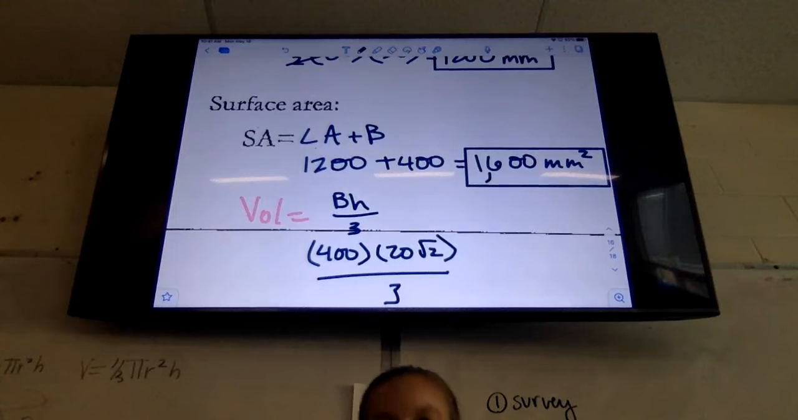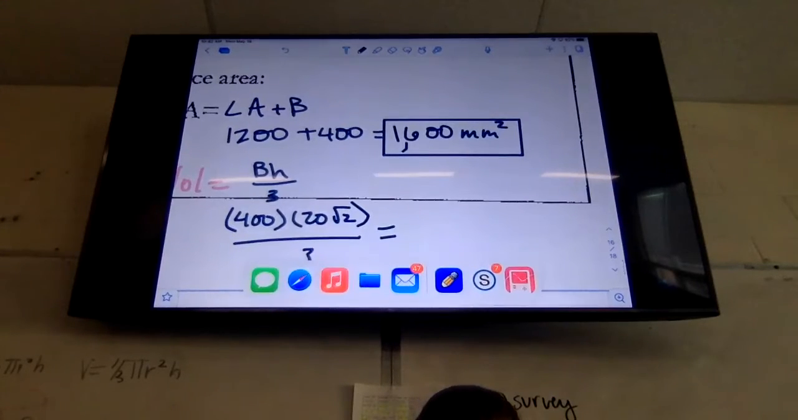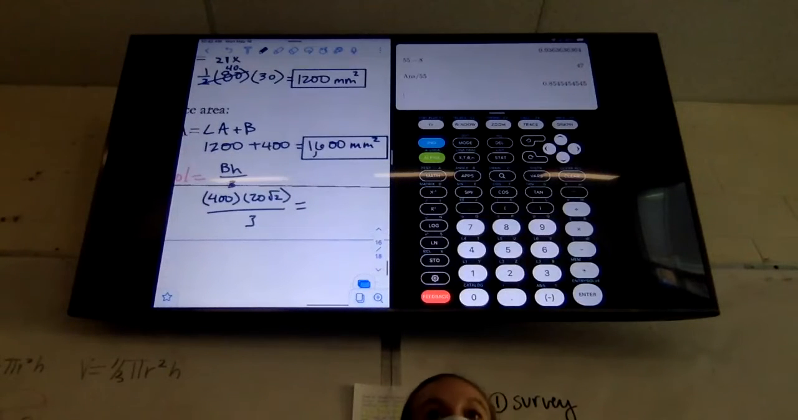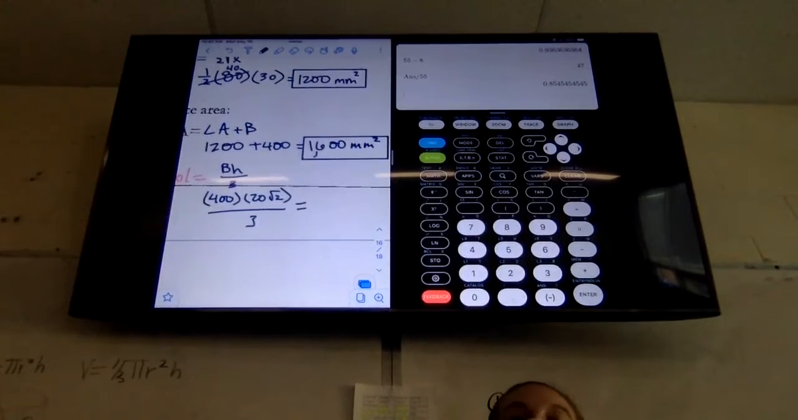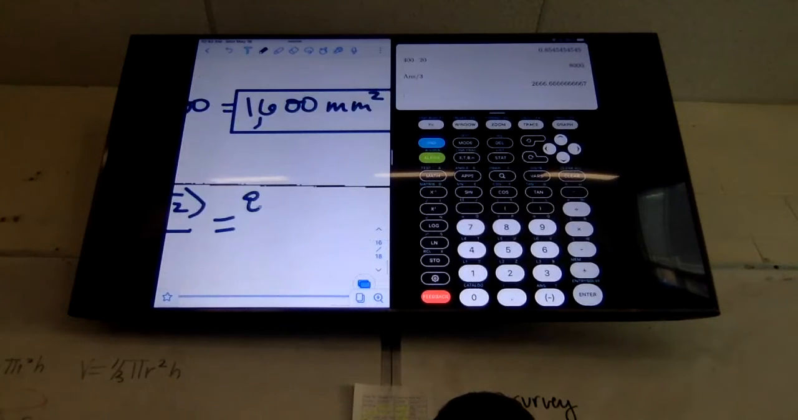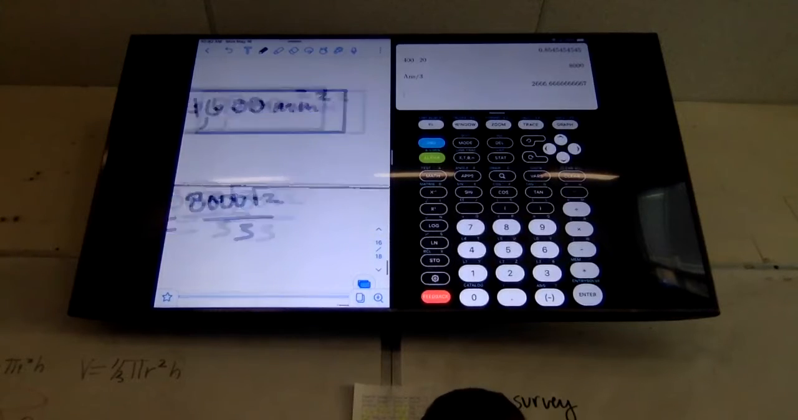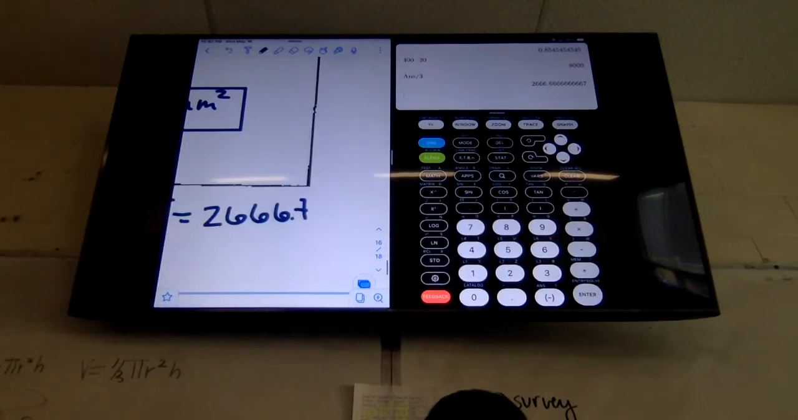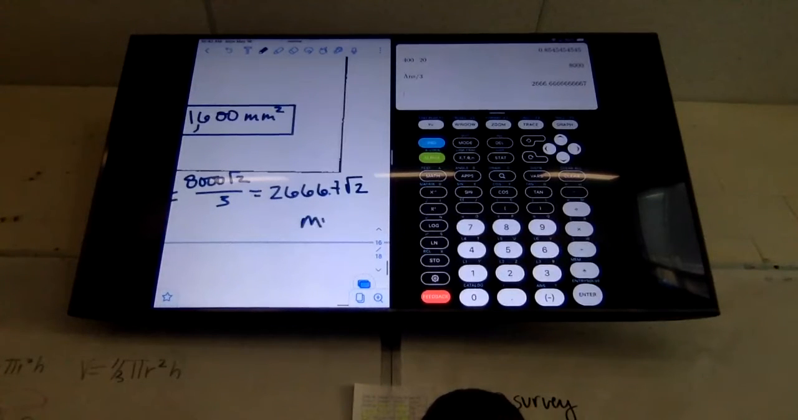Divided by 3. And this one doesn't divide out evenly because I know 420 both are not divisible by 3. So I'm going to get a decimal and I'm going to put it in my calculator. Oh, yeah, sorry. Just today. Yesterday it was B times H, and that was it. All right, so I'm going to do 400 times 20, and I'm going to divide that by 3. So you can either write 8,000 root 2 over 3, or you can write 2,666.7 root 2, and they're both going to be millimeters cubed.